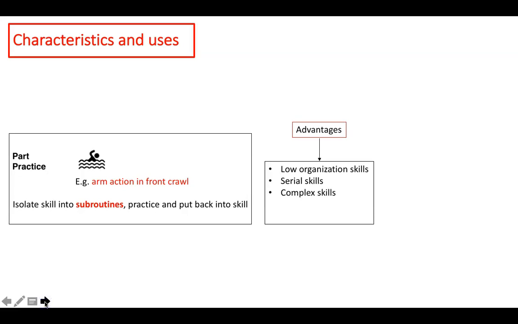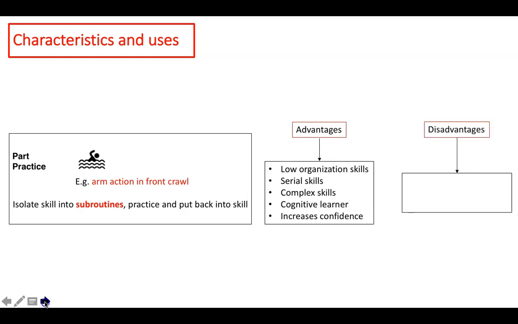And then finally, complex skills. Complex skills are those that involve decision making or high levels of decision making, high levels of perceptual load. Therefore, it's really good for part practice to break these down into subroutines. It's good for a cognitive learner as it will increase their confidence. So a cognitive learner who may not necessarily know the full fluidity of a movement and understand the movement, it'd be really good to use part practice for a cognitive learner.